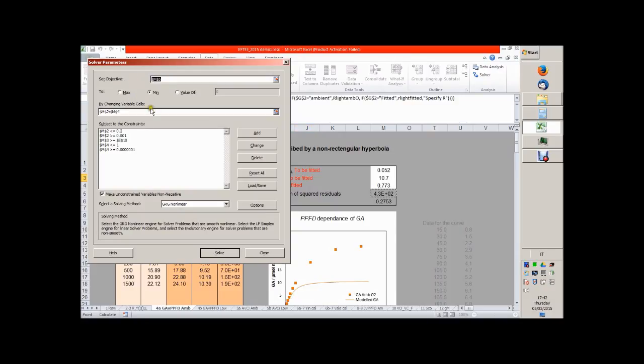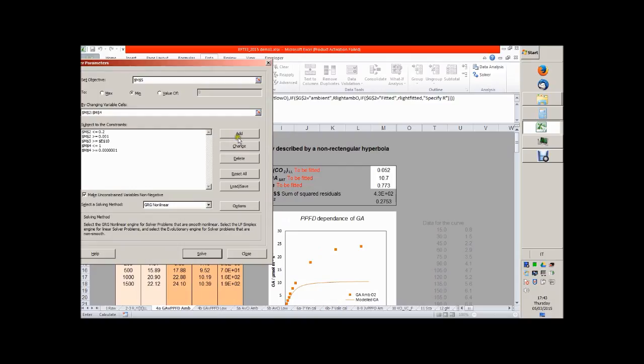Solver is a package which allows to fit one cell by changing other variable cells. In this specific case, my objective is the sum of squared residuals in cell M5. It is important that the dollar sign always appears. We want Solver to minimize the sum of squared residuals, that is, the distance between the fitted function and the data points has to be minimized. The variable cells are M2 to M4, which are the parameters I previously described: the initial quantum yield for CO2 fixation, saturated rate of gross assimilation, and the curvature.